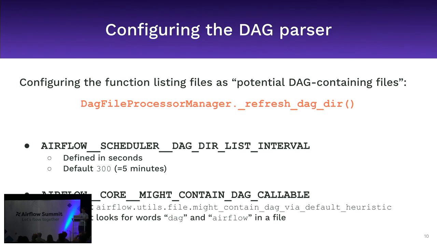So if we look at the configuration items that we can use to configure that whole process, the most important one is the configuration DAGDIR list interval. By default, this is set to 300 seconds in Airflow, so 5 minutes. And this number controls how often Airflow checks for new files in your DAG folder. And if you're on the wrong side of this interval, so if you add a new file and you still have to wait 299 seconds, well, that's that waiting time that you experience in the UI because of this setting.